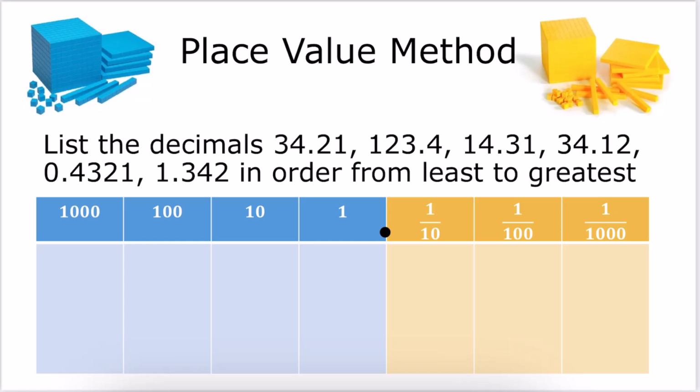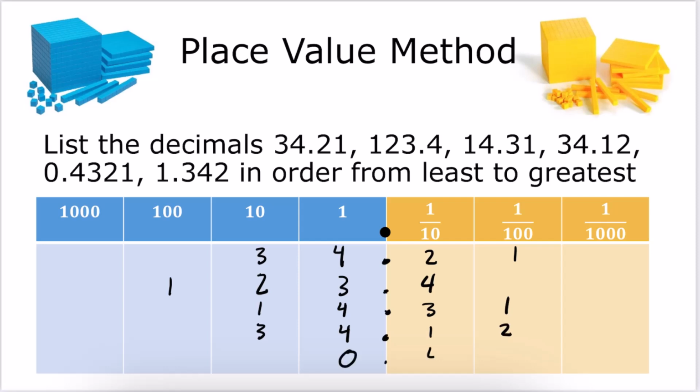So if I list out these decimals, I'm going to have 3 tens, 4 ones, 2 tenths, and 1 hundredth for my first decimal. 1 hundred, 2 tens, 3 ones, and 4 tenths for my next one. Then 1 ten, 4 ones, 3 tenths, and 1 hundredth. 3 tens, 4 ones, 1 tenth, and 2 hundredths. 0 ones, 4 tenths, 3 hundredths, 2 thousandths, and I don't have this column listed, but I have 1 ten-thousandth.